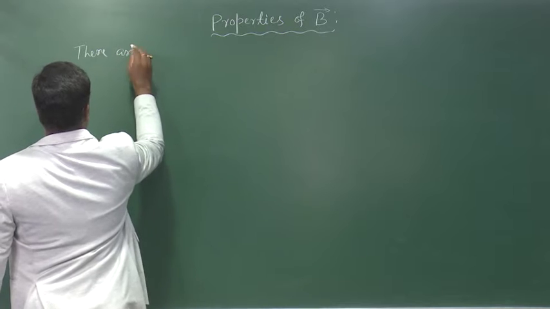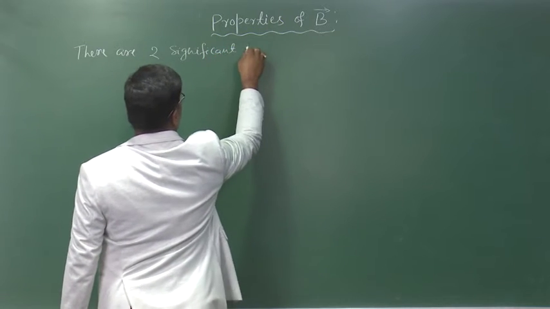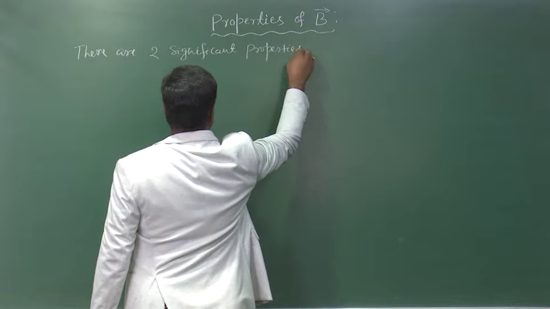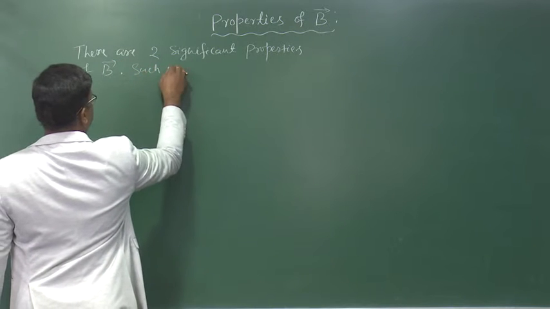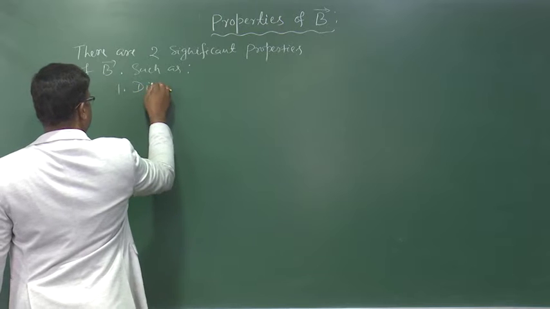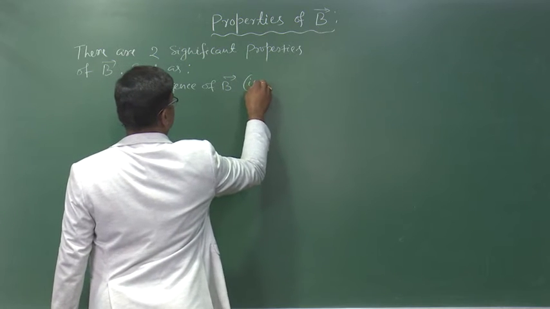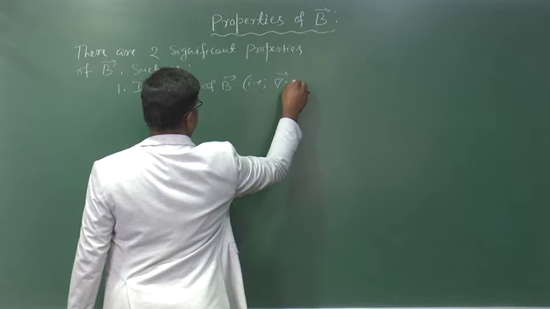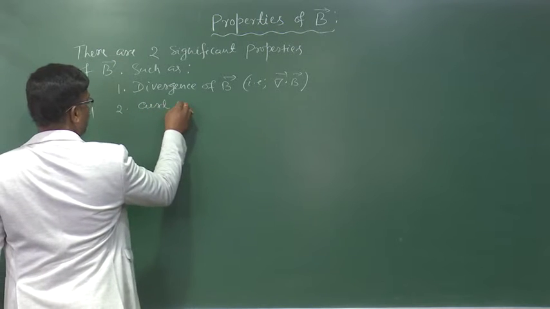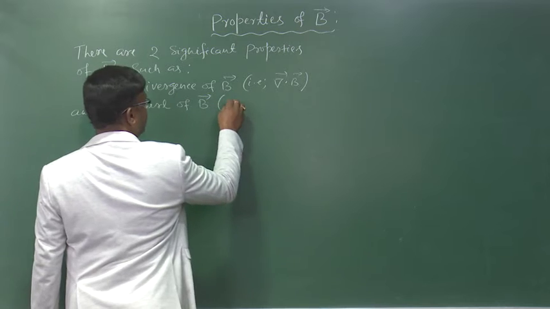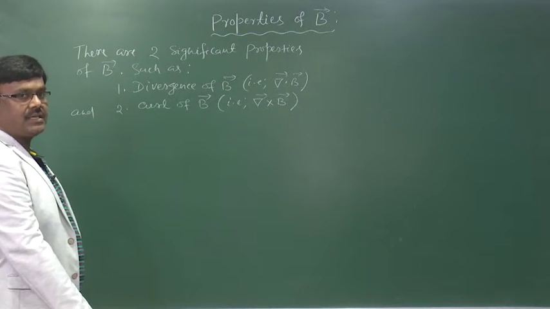There are two significant properties of B vector, such as number one is the divergence of B vector, that is grad dot B, and the second one is the curl of B vector, that is grad cross B. Let us discuss one by one.